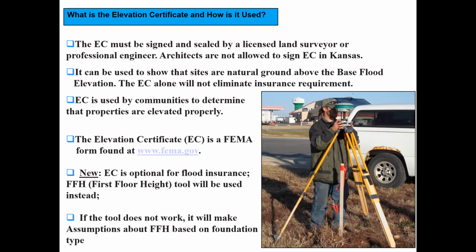So the new information is that the elevation certificate is now optional for flood insurance under Risk Rating 2.0. The risk rating engine has a first floor height tool to determine what that height is, based on the property location. And if the tool doesn't work, then they can make assumptions about what that height is based on the foundation type. So if the policyholder isn't happy with those numbers, then they can submit an elevation certificate voluntarily to try to get a better first floor height number.